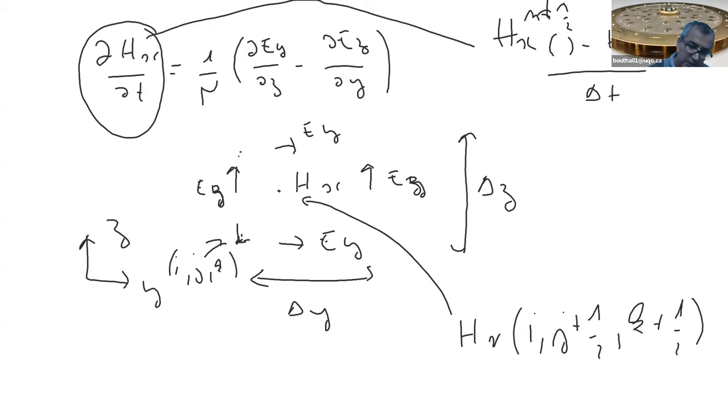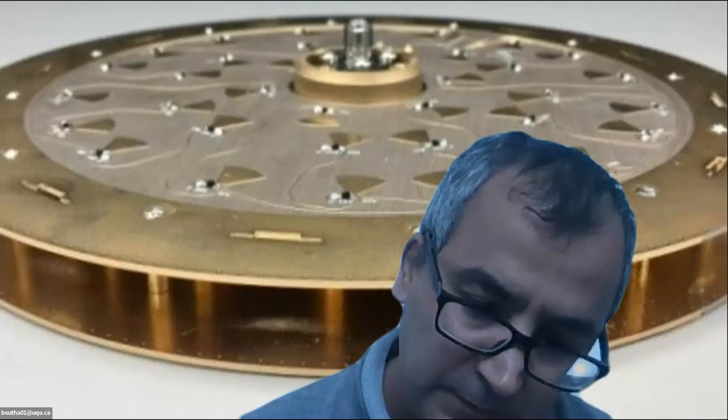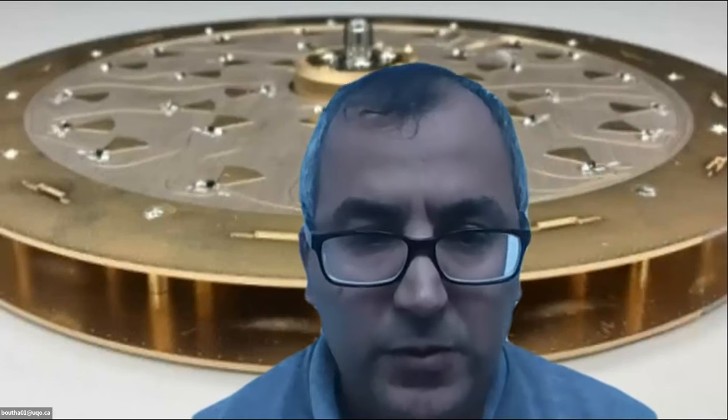And then we do the same thing for the other ones. So we have to be careful about the positions. We know this point here is ijk, and then we know the position of Hx. We should know the positions of the other components. So if I close this, I come back to the presentation.